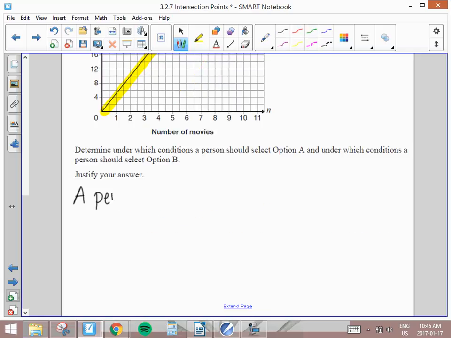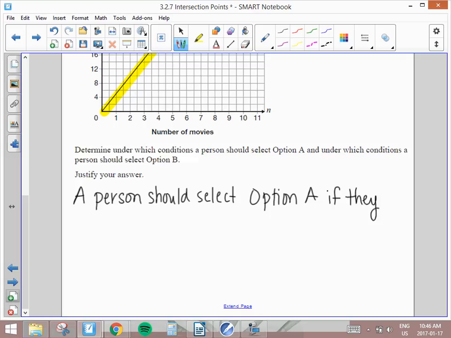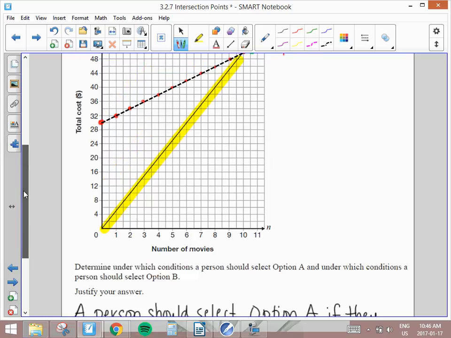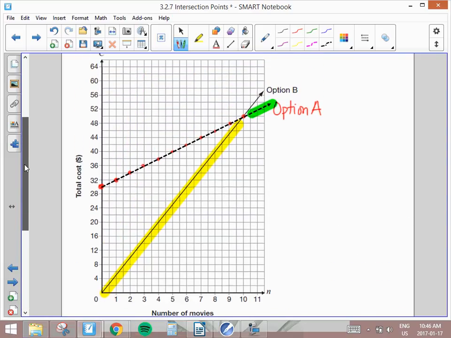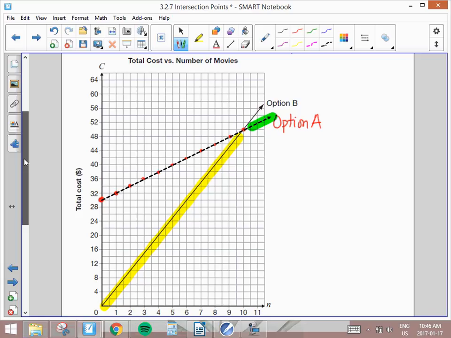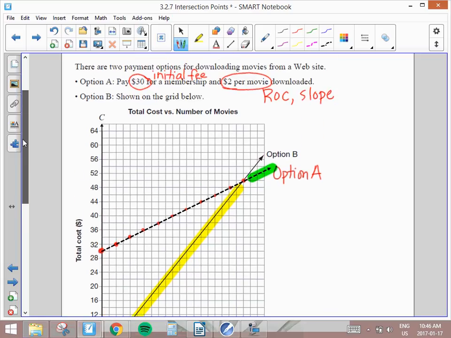So the first thing that they asked me about is when should a person select option A? And I can see from the graph that option A is the cheaper one if they're going to download more than 10 movies, right?